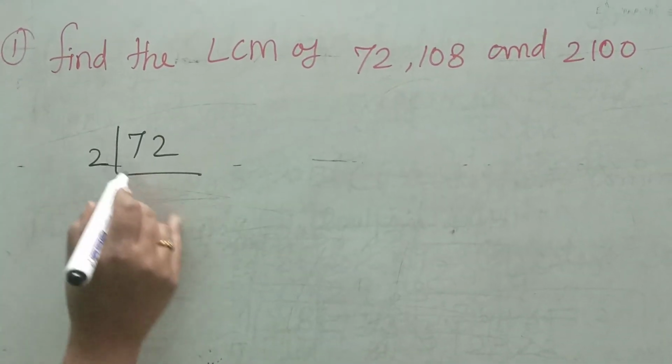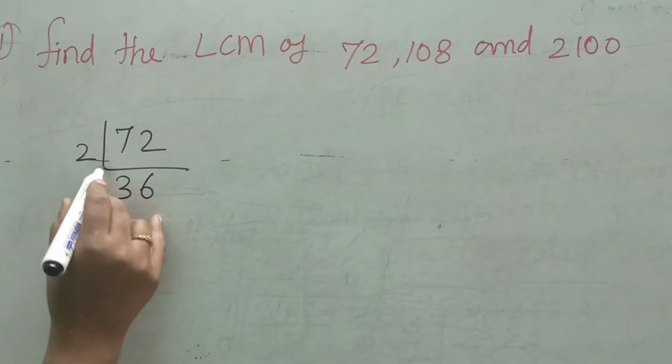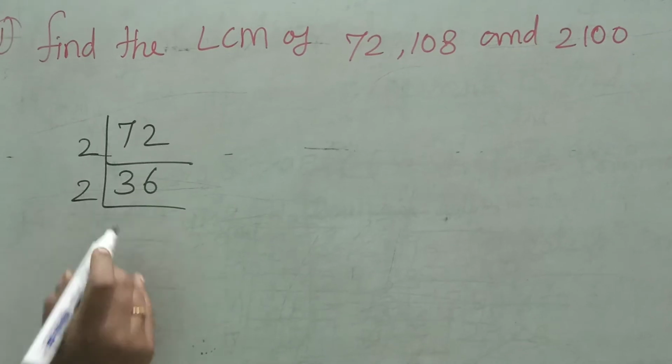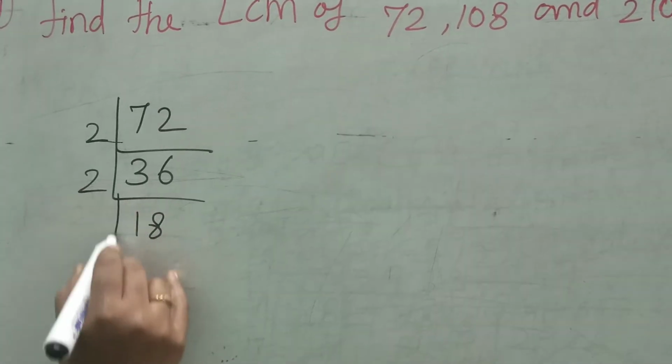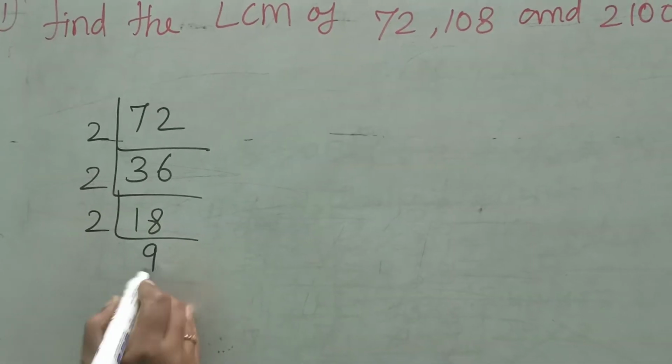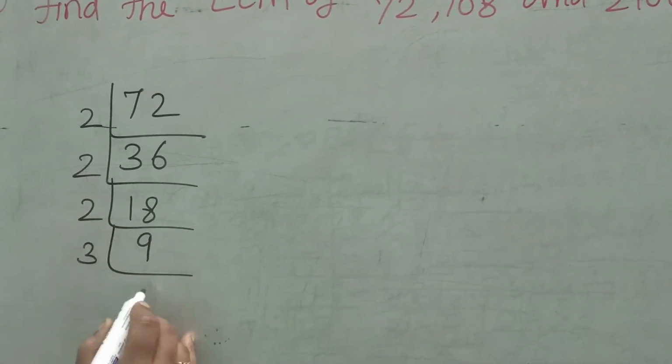72 is divisible by 2. 36 times it is divisible. Again 36 is divisible by 2, 18 times. Next 18 is divisible by 2, 9 times. 9 is divisible by 3.